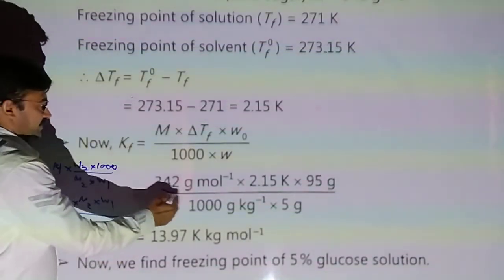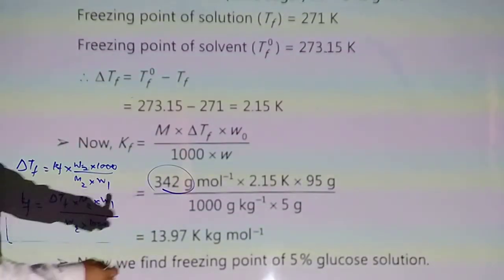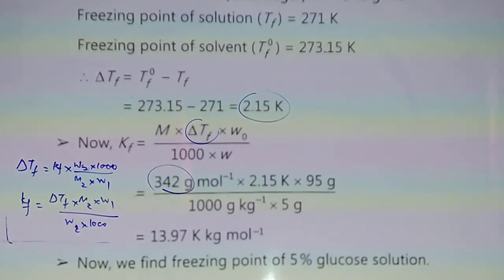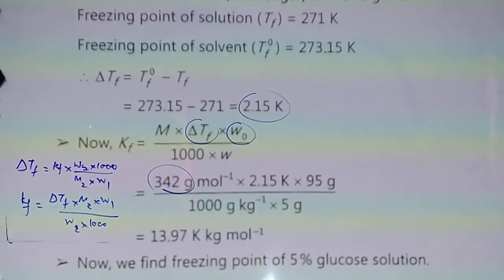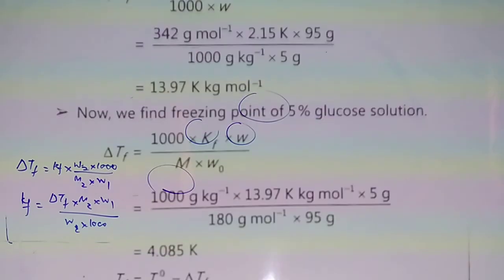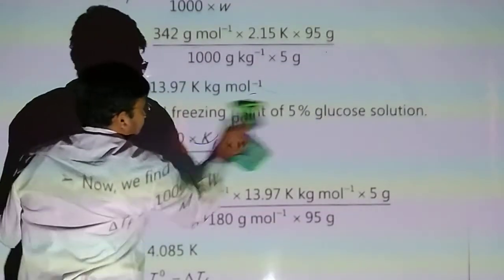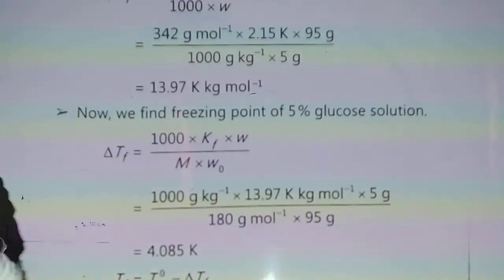Now M, molecular mass of solute, 342. Depression in freezing point 2.15 derived. Mass of solvent, W1 means solvent, 95 gram, 1000, W2 5 gram, so 13.97 Kelvin kilogram per mole. This derived value we have to use in the second case.